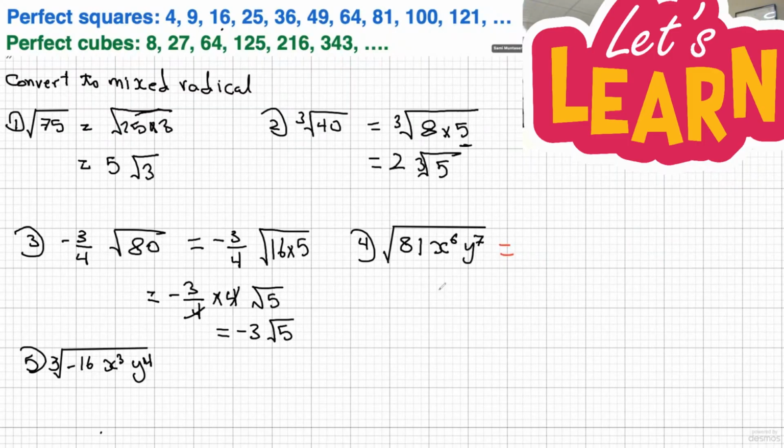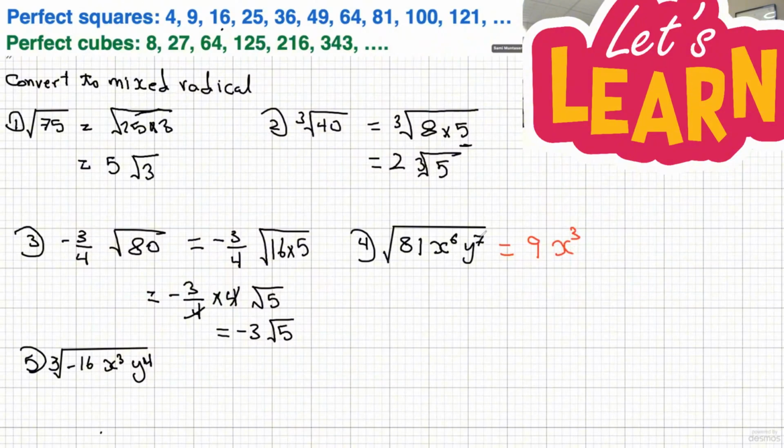How about here? So square root of 81, x to the 6, y to the 7. See, the 81 is a perfect square already, so you don't have to change it to any numbers. Since it's a perfect square already, you know the square root of 81 is going to be 9. And x to the 6, when you're square rooting a variable with an exponent, if you want to square root x to the 6, it just becomes x and then half of the 6, which is 3. And that's how you square root it.